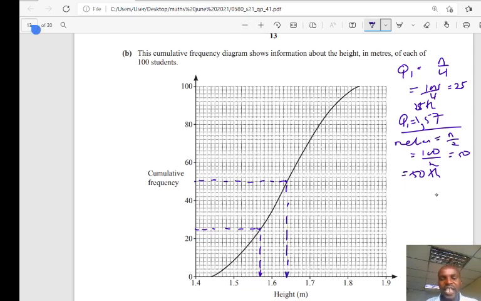Right, the height here, that's the median height, right? It's 1.64. Done. Then the upper quartile, Q3, is 3/4 of the values.